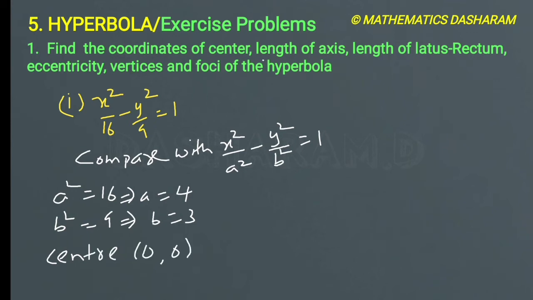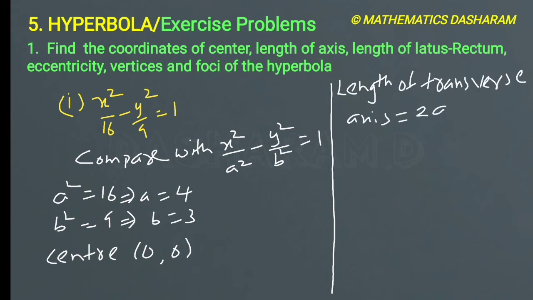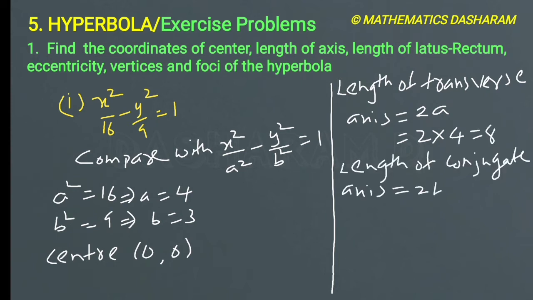Next one, length of the axes. So there are two axes, one is the transverse axis, another one is the conjugate axis. So first the transverse axis, that is the 2a formula, 2 into a value 4, 2 4s are 8. Next, length of the conjugate axis. The formula is 2b, so 2 into b value 3, 2 3s are 6.